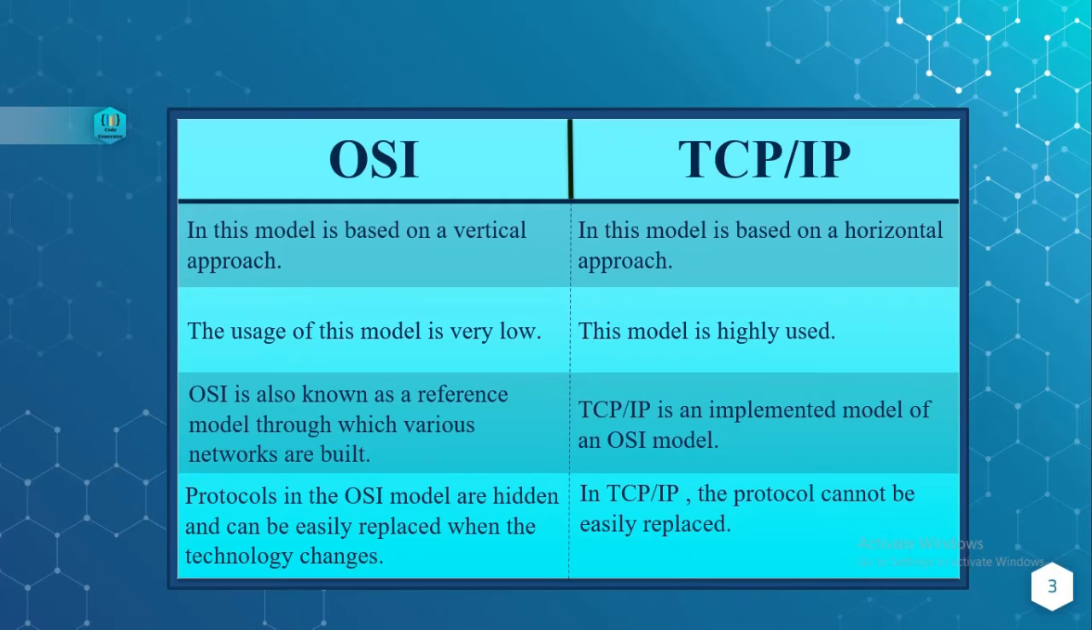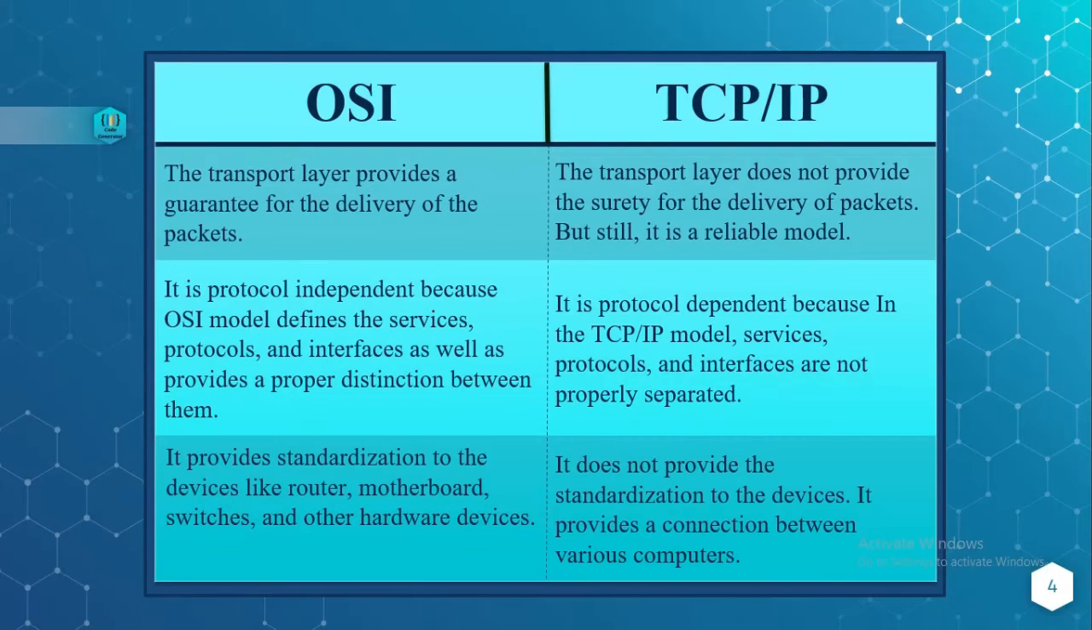Protocols in the OSI model are hidden and can be easily replaced when the technology changes. In TCP/IP, the protocols cannot be easily replaced. So, let's see the next. The transport layer provides a guarantee for the delivery of the packets in the OSI model, whereas the transport layer does not provide a surety of delivery of the packets in the TCP/IP model, but it is still a reliable model.